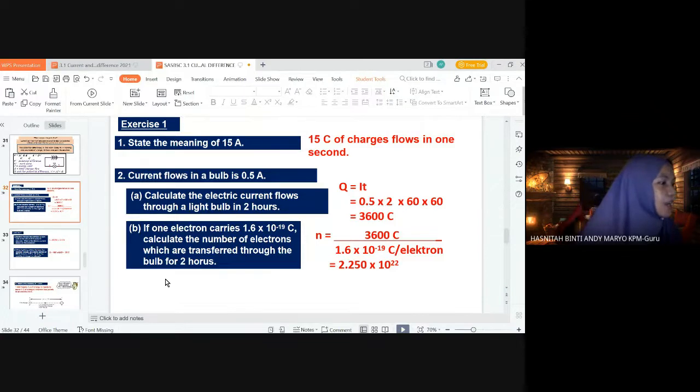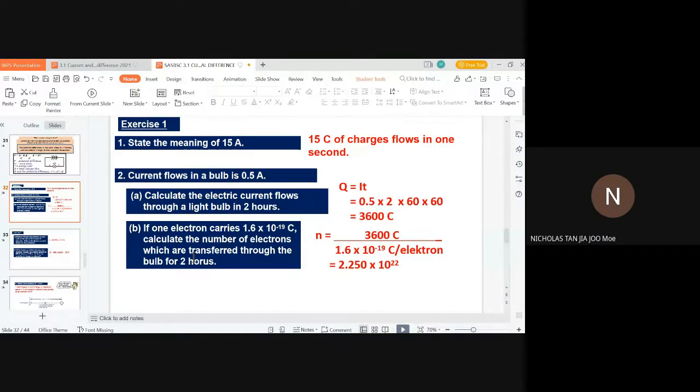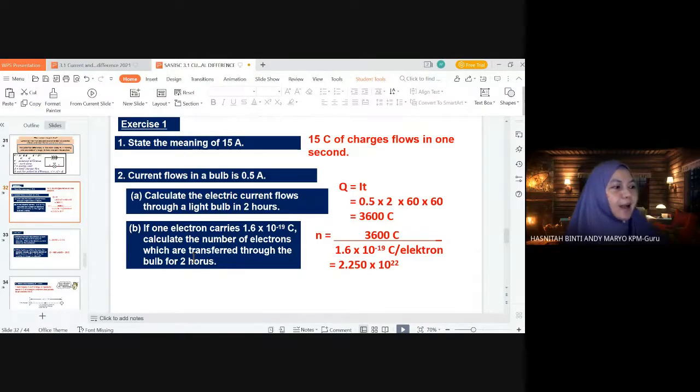Students, Q is a charge, N is a number of electrons, and E is the charge for 1 electron. So the charge for 1 electron is 1.6 times 10 negative 19 coulomb. The question asks you to find how many electrons in 1 coulomb of charge. It means they ask you to find N.